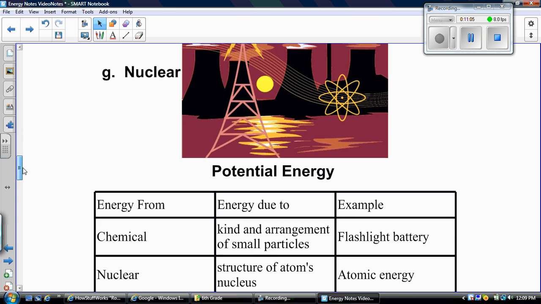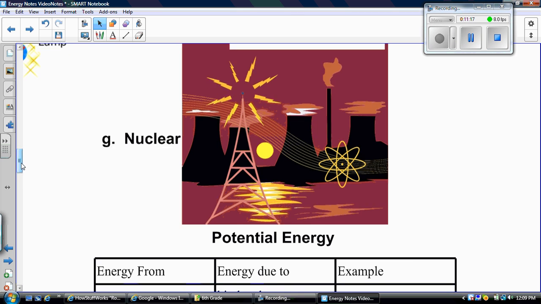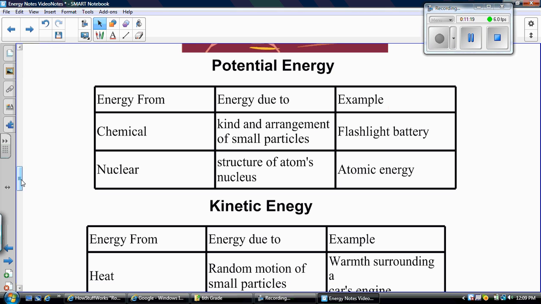And then the last type of energy is nuclear. Nuclear energy is energy that's stored inside particles of matter, which are called atoms. That is stored energy, so that's potential. Okay, so let's take a look.